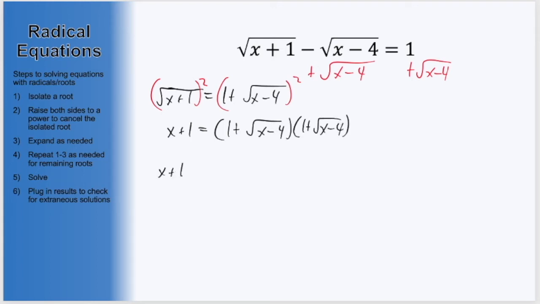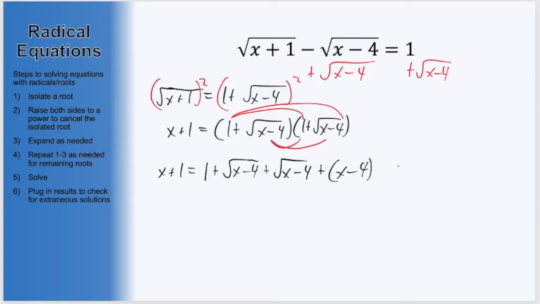The left will stay the same, but when I do the FOILing on the right side, the first multiplied together gives me 1 times 1, which is 1. The outer 1 times the square root of x minus 4 gives me just plus the square root of x minus 4. Then the inner, the square root times 1 just gives me, again, the square root of x minus 4. But then the last, I'll be multiplying the square root of x minus 4 by itself, or in other words, squaring it, leaving me with just x minus 4 without the square root now.